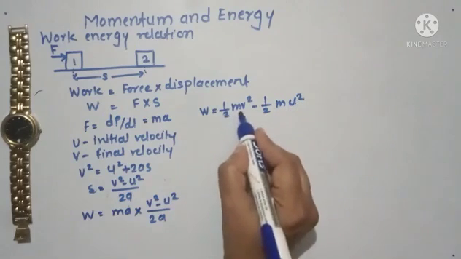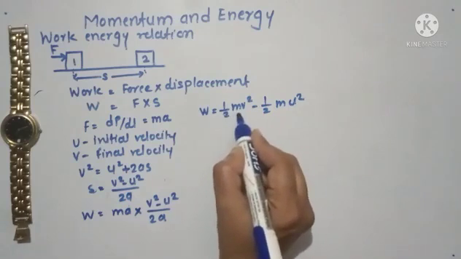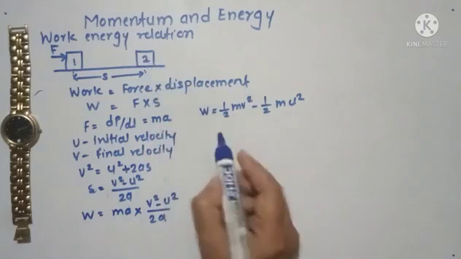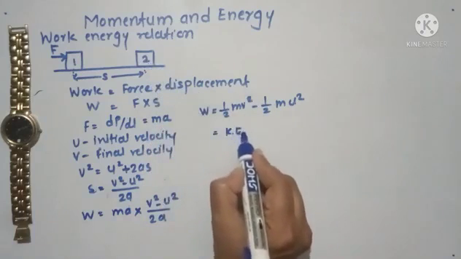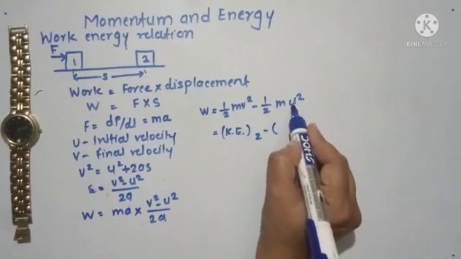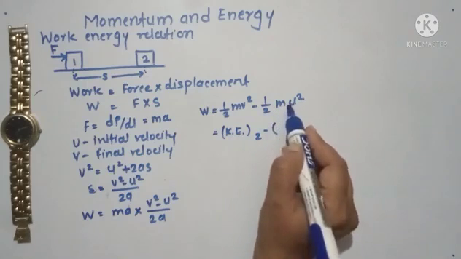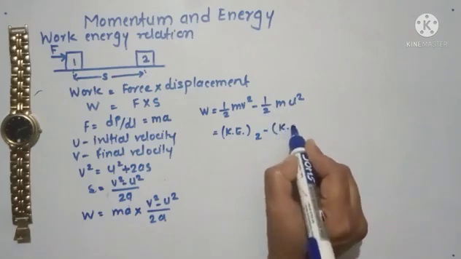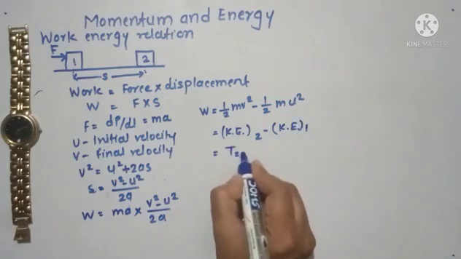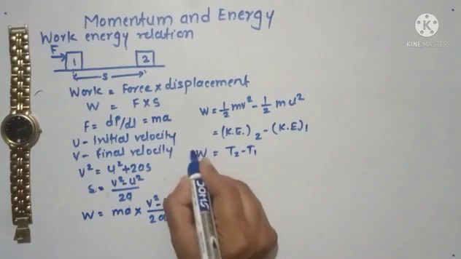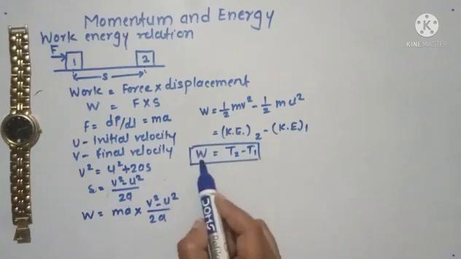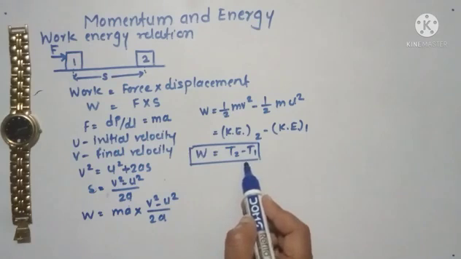So 1 half m v square is nothing but the kinetic energy at the second position, because v is the final velocity. Therefore I can write it as the kinetic energy of position 2 minus 1 half m u square, where u is the initial velocity, so 1 half m u square is the kinetic energy of the first position. So I can write it as T2 minus T1. This is the relation between the work and the kinetic energy.